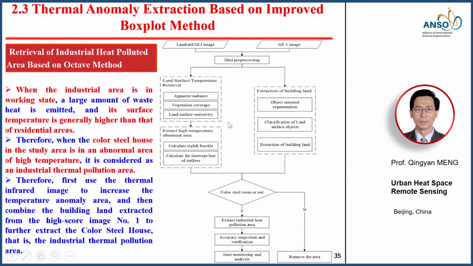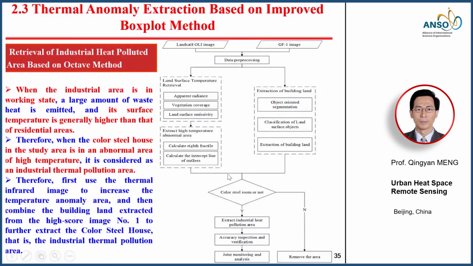Then, just like it, we use Landsat and GF number 1 or 2, and we conduct such things, extract the buildings and the land surface temperature retrieving, and retrieve the abnormal area, and we conduct to judge whether it is a plant or factories or not, and select it.